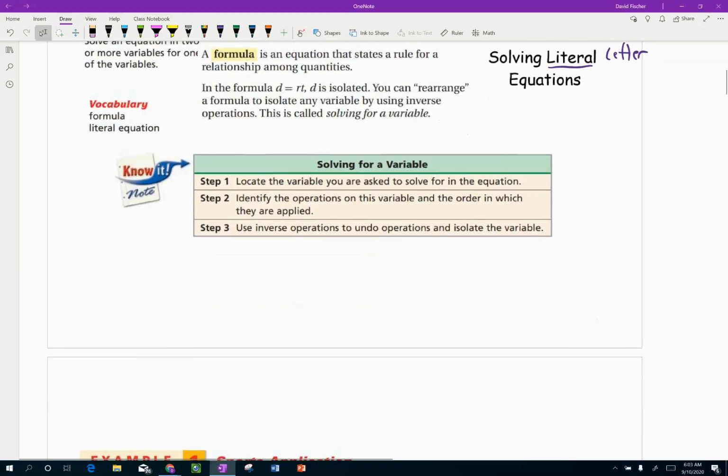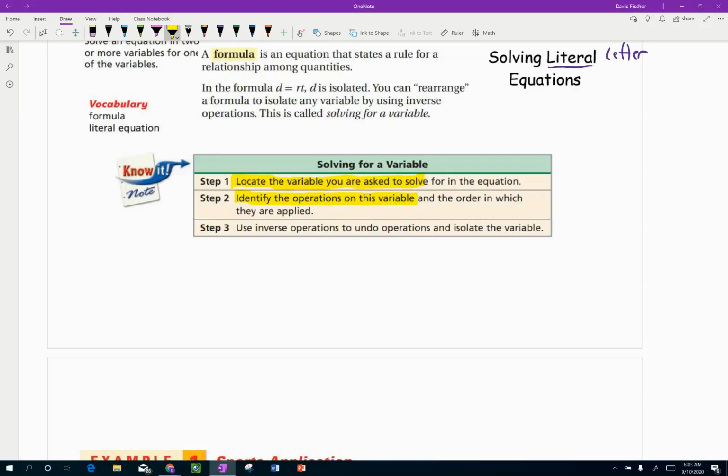So the first thing, and I would highlight some of these things, these are notes that you would normally be writing in a notebook. Locate the variable that you're asked to solve. This is where we start. They'll say solve for R, or they'll say solve for T. Then we want to study the problem. Just like that guy said, think of the letters as numbers. But we want to identify the operations on that variable.